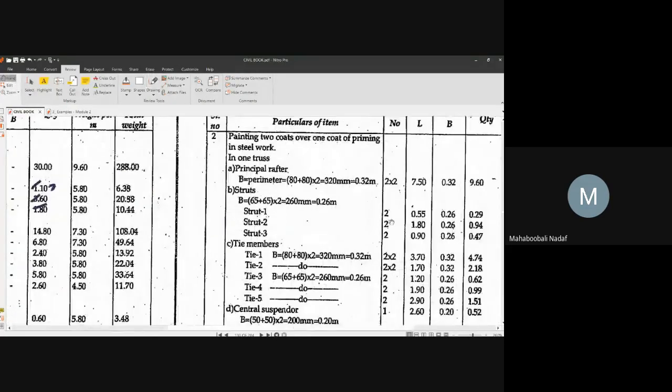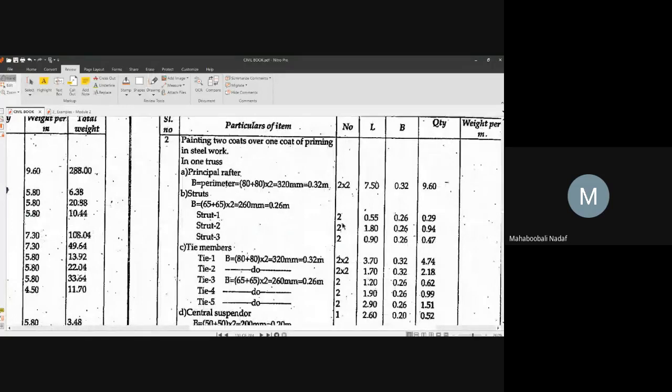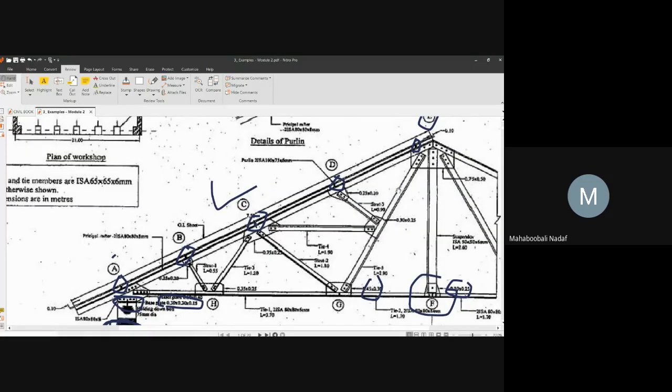Painting is nothing but its perimeter into length, for each member. Any member you take, let us take this member's painting. Each member's perimeter into its length will give its total surface area. For any member, its total perimeter into its length will give the total square meter of that member. Is that okay for everyone? Yes, sir.